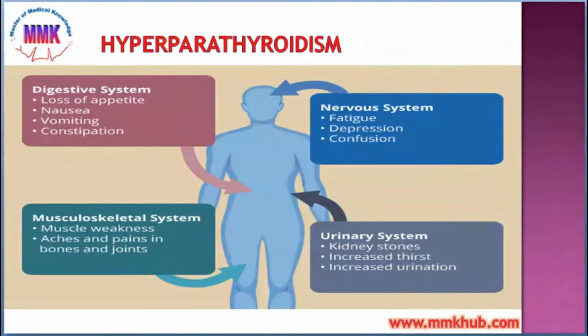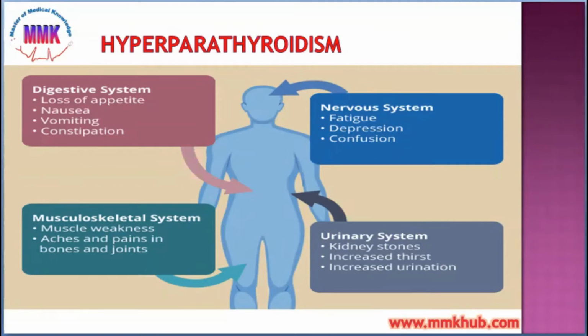First of all, hyperparathyroidism. Hyperparathyroidism involves these four systems. First of all, the digestive system. The patient may present with loss of appetite, nausea, vomiting, or constipation. Nervous system: the presentation may be fatigue, depression, or confusion. In the urinary system, there may be formation of kidney stones, increased thirst, and increased urination. And in the musculoskeletal system, there can be muscle weakness, aches, and pains in the bones and joints.